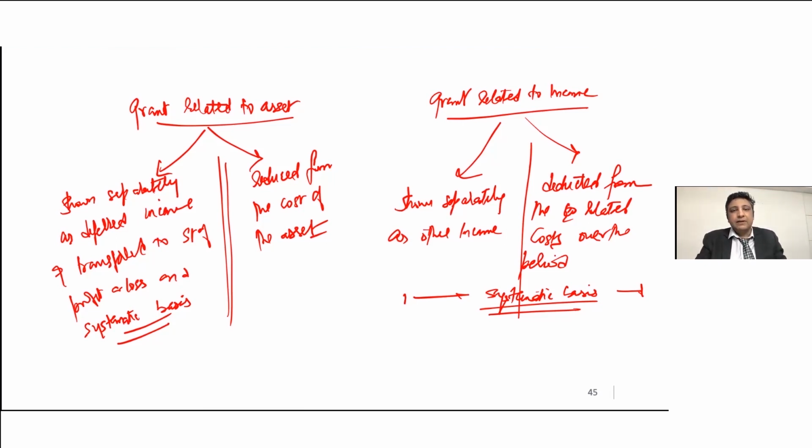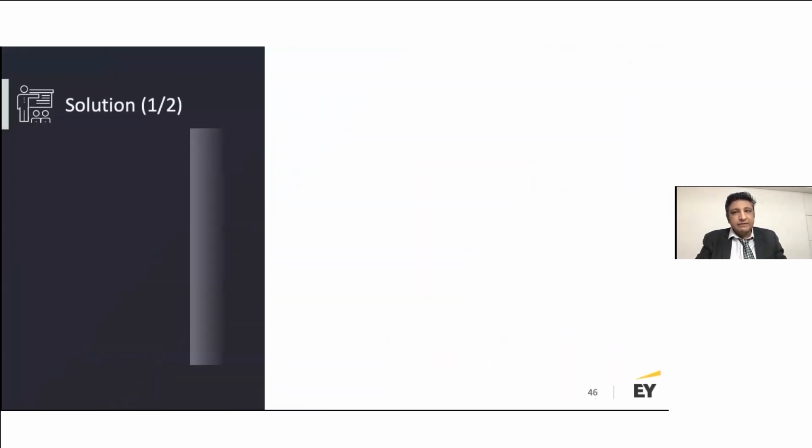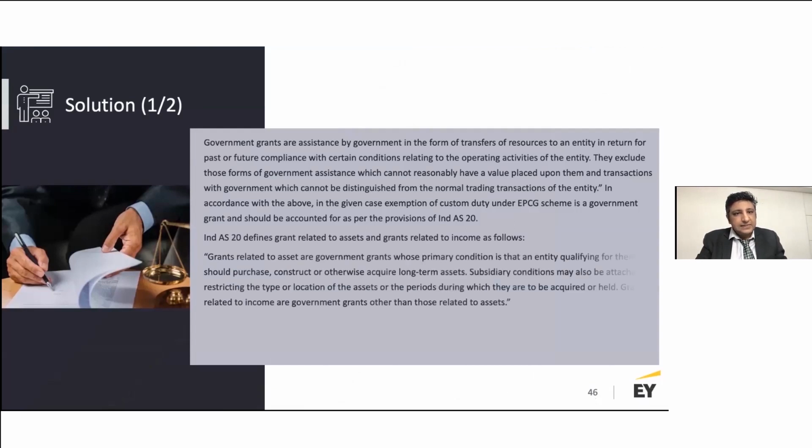Okay, now let's have a look at the formal solution. We are given that government grants are assistance by governments in the form of transfer of resources to an entity in return for past or future compliance with certain conditions relating to the operating duties of the entity. They exclude those forms of government assistance which cannot reasonably have a value placed upon them, and transactions with government which cannot be distinguished from the normal trading transactions of the entity. Accordingly, in the given example, exemption of custom duty is going to be an example of a government grant, and accordingly, of course, the treatment is done under the provisions of Ind AS 20.